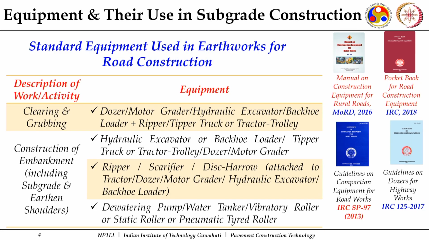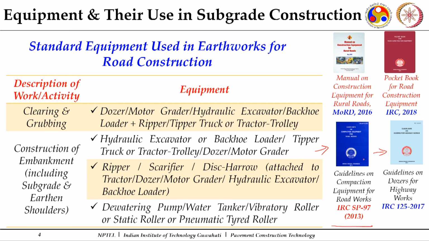Now, it is very important to understand what type of equipments can be used and how they can be useful for achieving a good quality of construction. Specifically, here we will discuss the aspects related to the earthwork. So, for the standard equipments for the earthwork, we have IRC guidelines also, like IRC SP 97, which discusses the guidelines on compaction equipments for roadworks, especially on compaction equipments.